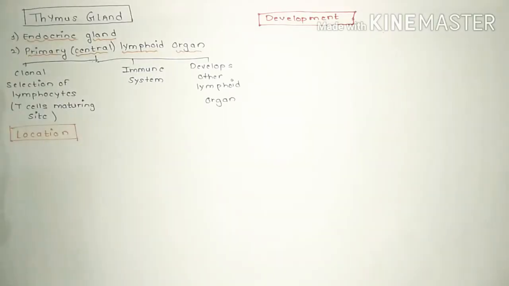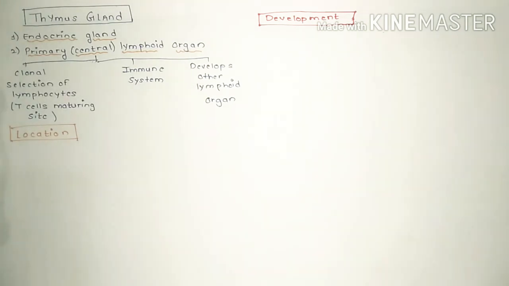Thymus gland. Thymus is an endocrine gland as well as a primary central lymphoid organ. Endocrine gland meaning ductless gland that secretes hormone and pours directly into the bloodstream. Thymus is also called a primary and central lymphoid organ because it helps in the clonal selection of lymphocytes and is a site for T cell maturation, and it is a part of the immune system as well as it helps in the development of other lymphoid organs.